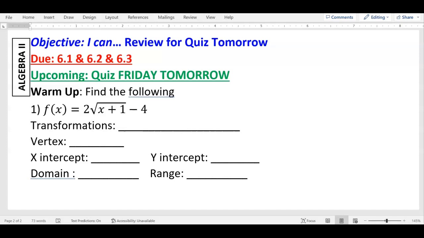Quiz tomorrow, review today. Everyone, did you see in red that 6.1, 6.2, and 6.3 are due, so you want to get those turned in. Quiz tomorrow. Let's do this.